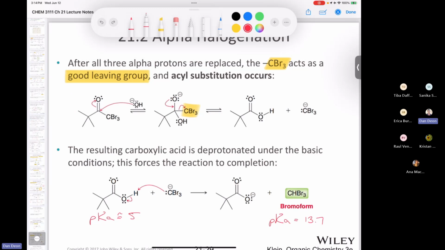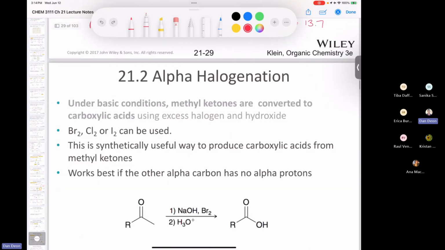I'm not really worried about this one all that much. This could show up on a homework assignment, but I've never asked anybody to draw me the mechanism of the haloform reaction explicitly on a quiz or anything like that. So let's take a look.